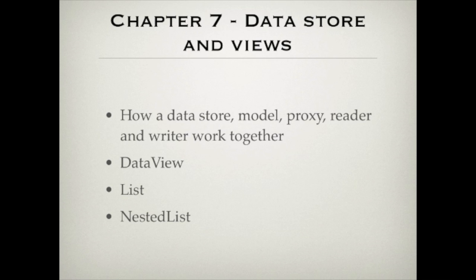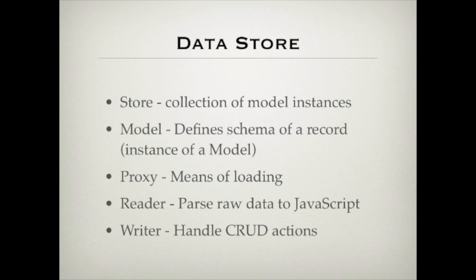Chapter 7, the data views and the views. This is one of the more popular components. This is the list. You get data from a server, you have to display it somehow. So in this chapter we talk about the data store, the model, proxy, reader, writer, and how all those classes work together. Of course we go through the data view, list, and nested list, and we'll expand on this right now. The data store.